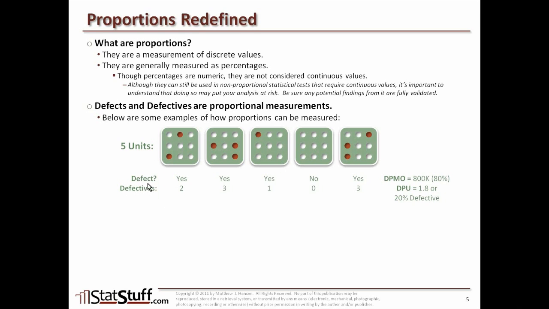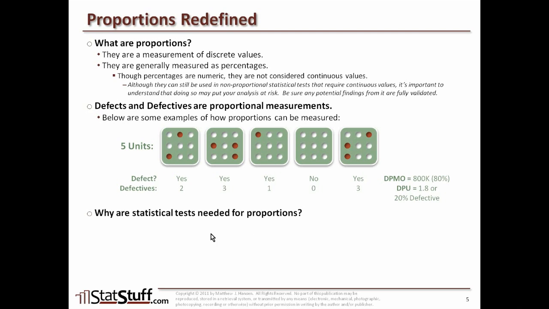However, we might say from a defects perspective, that is, how defective each unit is, and if there are 9 opportunities, in this case there are 2 defects. In this next unit there are 3 defects, and so on. From that perspective, how defective each one is, we might say the DPU is 1.8 based on the total number of opportunities and the number of defects we have, or it's 20% defective.